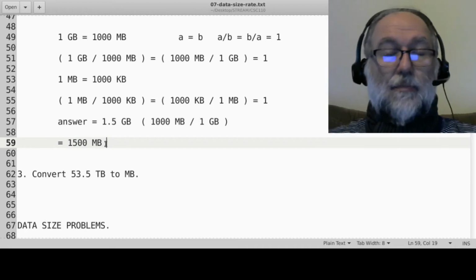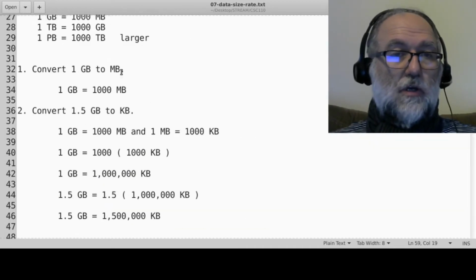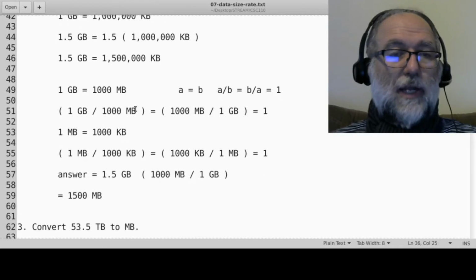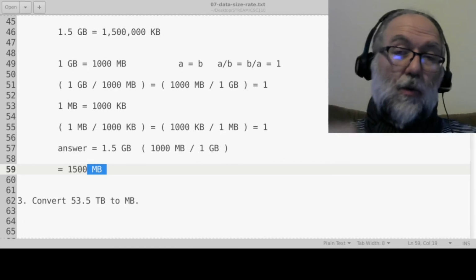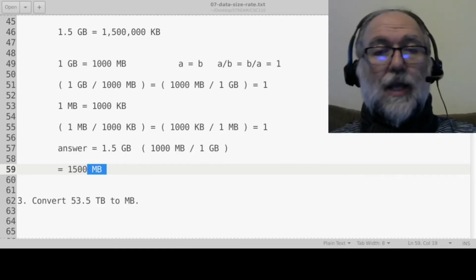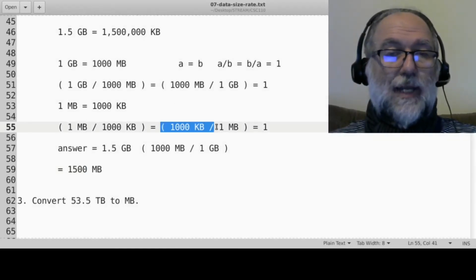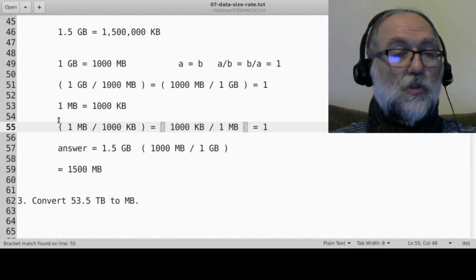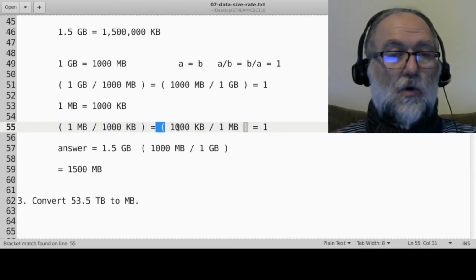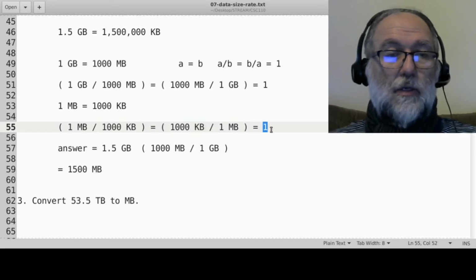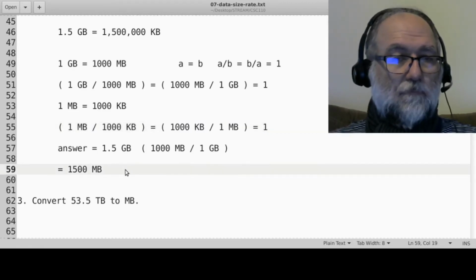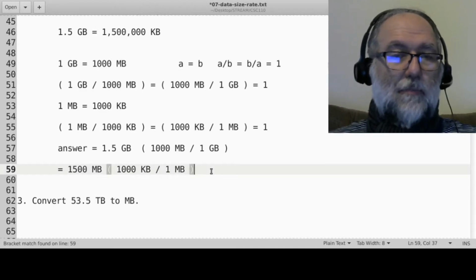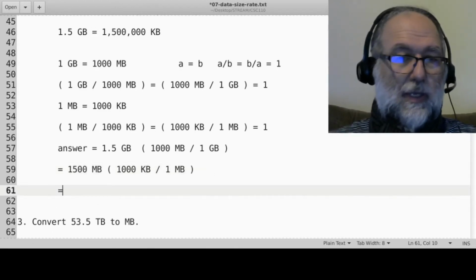And you say, all right, I'm not done because I asked you to convert to kilobytes. So how about I do this again? You've got megabytes, you want to eliminate the megabytes and replace them with kilobytes. So again, you want the megabytes in the denominator. You've got two choices, that one or that one. They're both equal to 1. You can always multiply by 1 and you won't change your answer. But you want to use this particular form of the fraction because that's the one that's going to eliminate the megabytes and give you kilobytes.